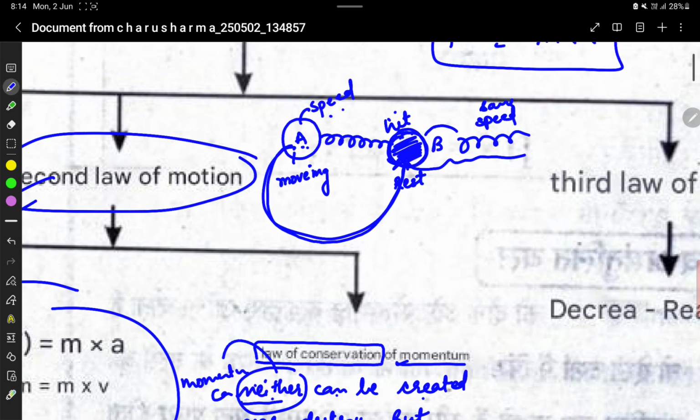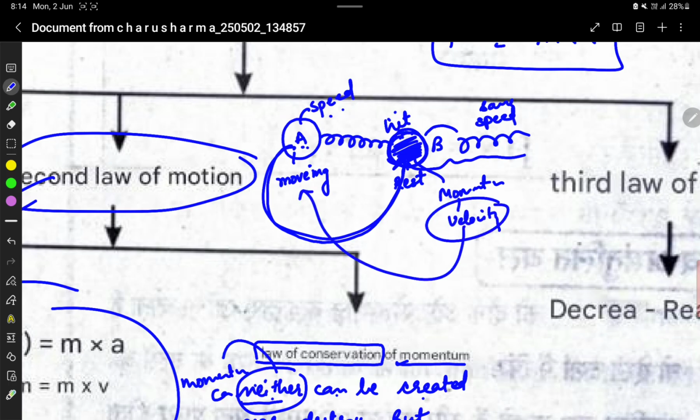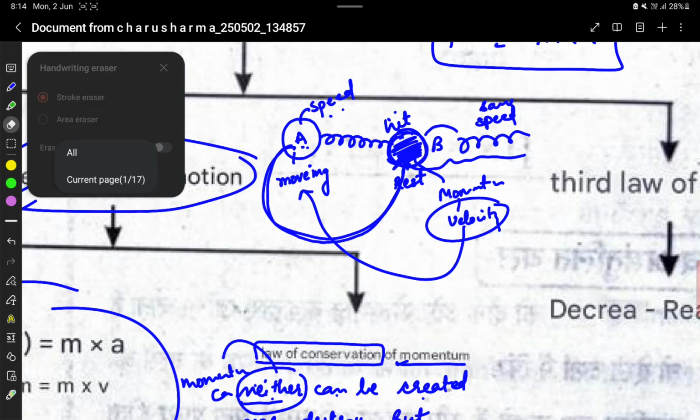And momentum is what? Momentum is your mass in motion. So your ball B is in motion, which means it has attained the momentum. And in the momentum, what velocity does it have? It has the same velocity as ball A. I hope that much is clear. I hope that now you get what this law of conservation of momentum is exactly saying. Okay, so that's all about your second law of motion.